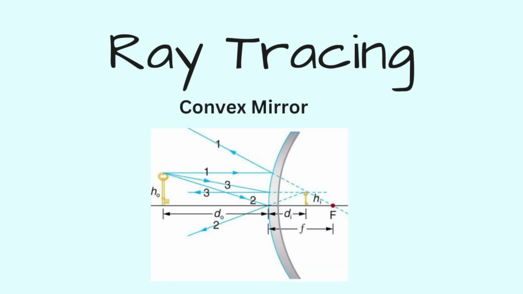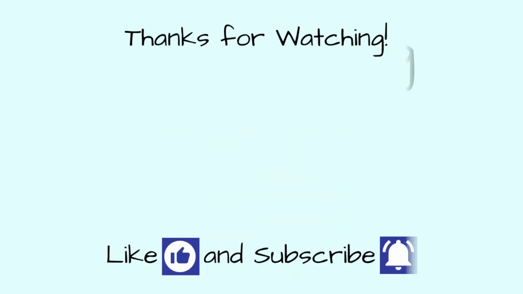The figure is from College Physics 2E by OpenStax, and it shows the 3 principal rays for a convex mirror.